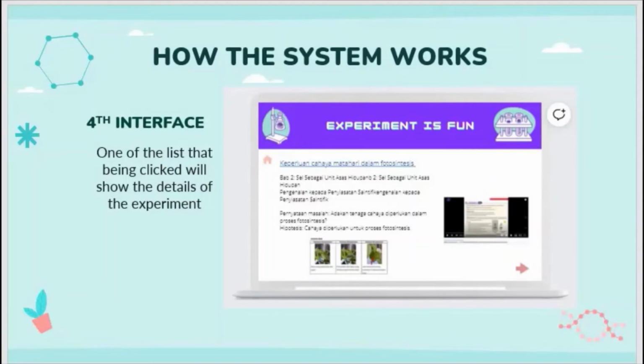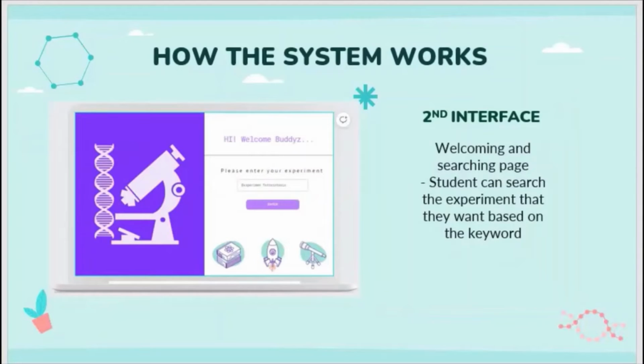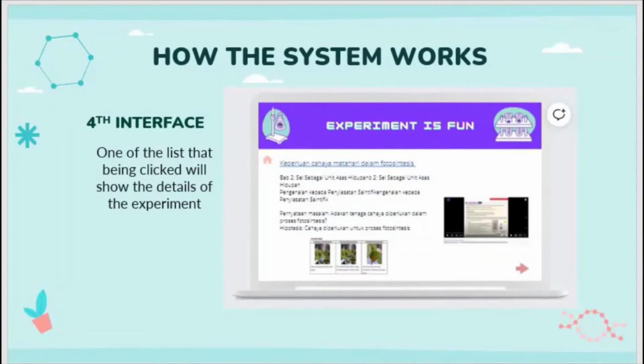Okay, so this system also has the home button. When the student clicks the home button, it will go to the second interface for them to search again what experiment they want, and then the back button will go to the previous page.